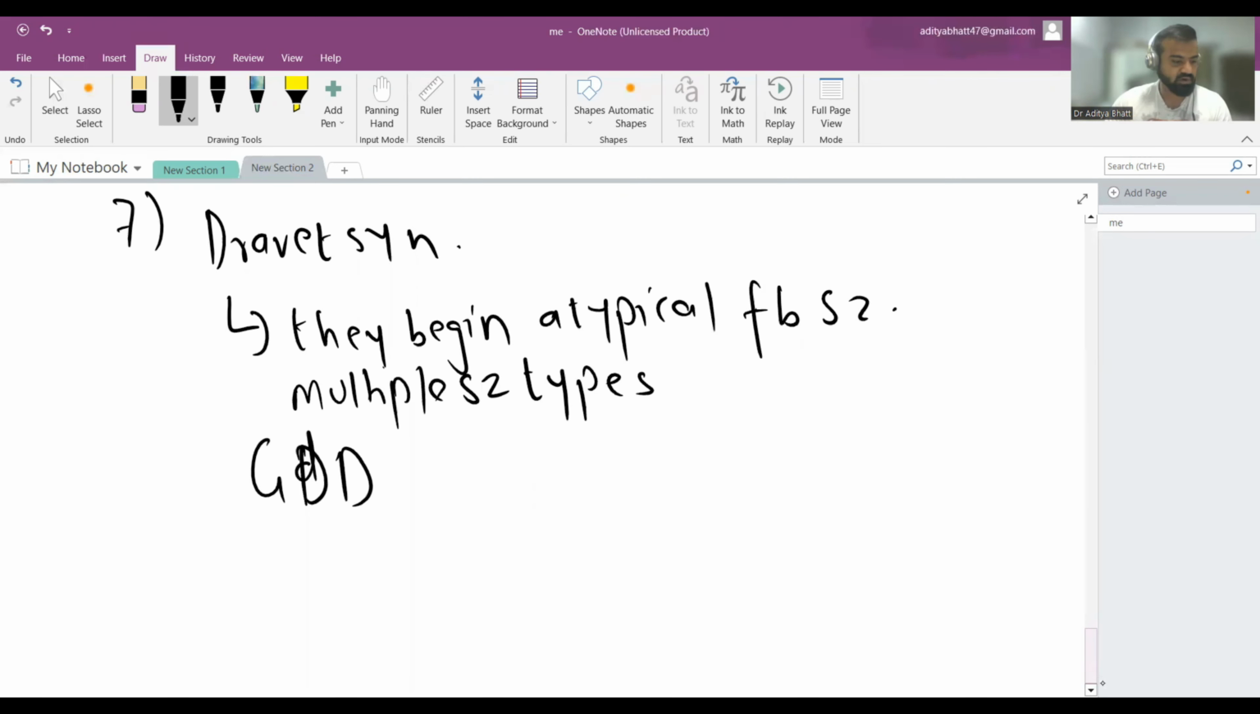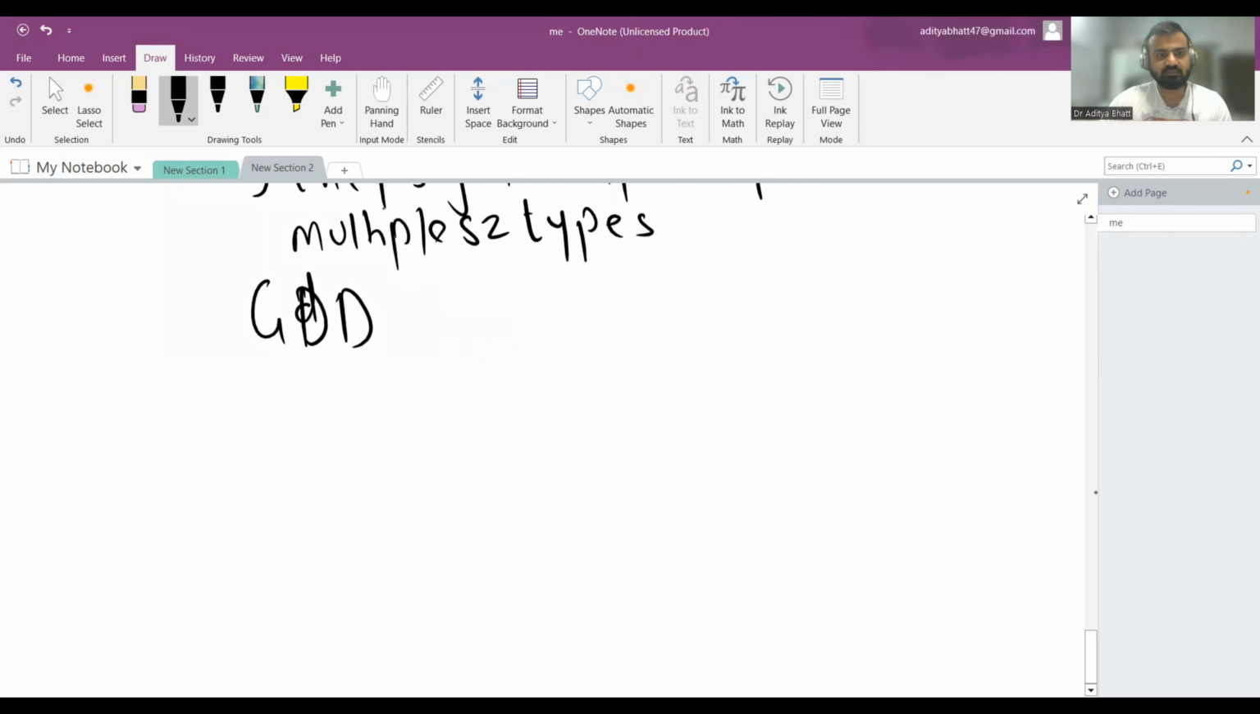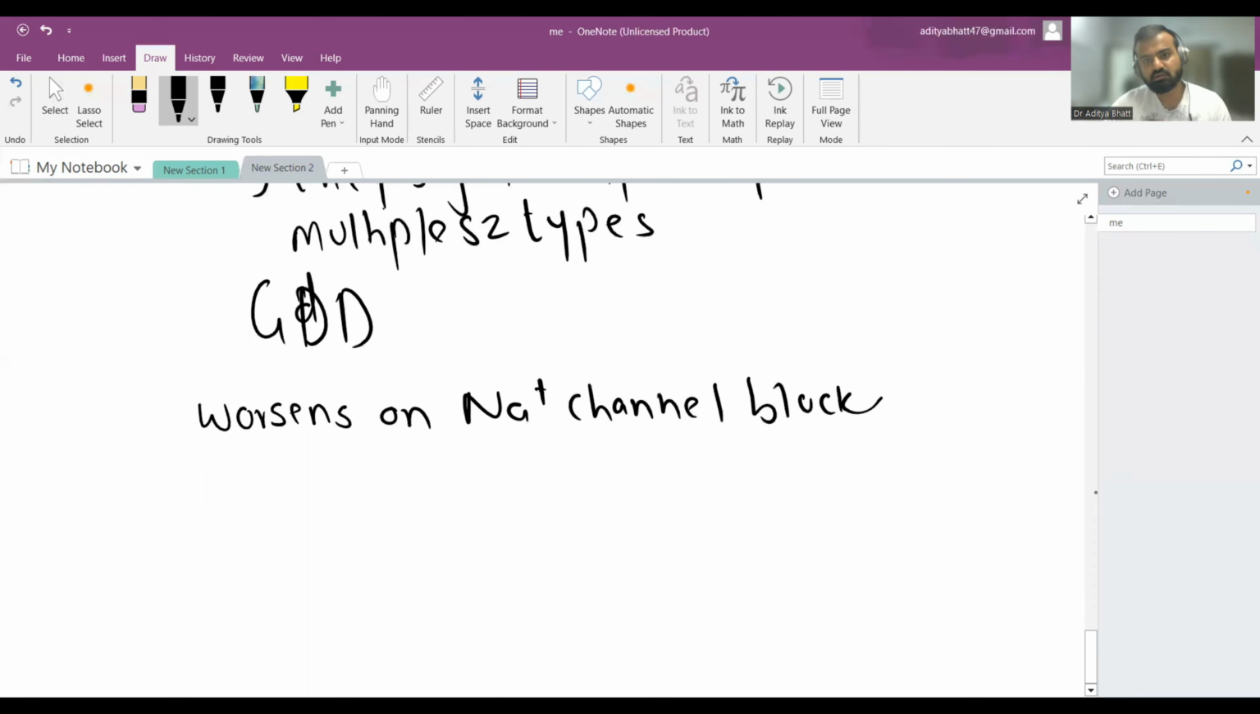Now, the most important thing with Dravet syndrome is that the patient worsens on sodium channel blockers, due to the mutation in the SCN1A region, the same region as febrile seizures. But here it is more extensive damage. That is why when you give phenytoin or carbamazepine, the patient will deteriorate like anything.